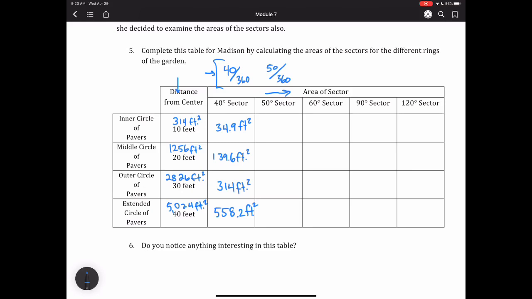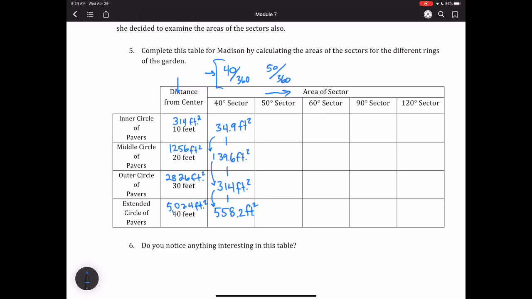Okay, now that you're finished with that, we're going to answer number 6. Do you notice anything interesting about this table? Well, in the last table, we saw that it went up in a linear fashion. We were adding 7 in the first 40-degree sector column. This one, though, it's not going up in a very linear fashion, right? We're going up by about 100 first, and then by like 190 something, and then by like 234 or so. So we're going up much more quickly.